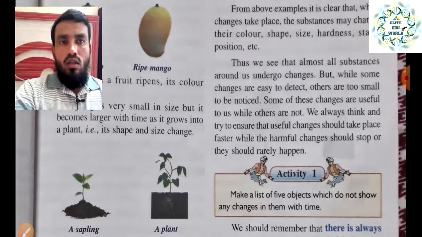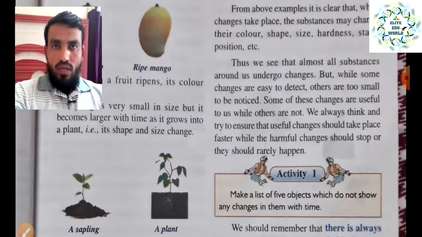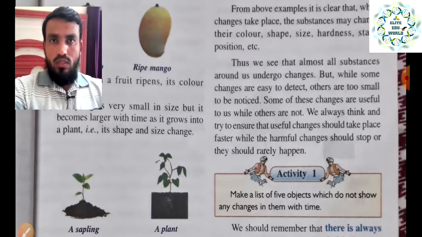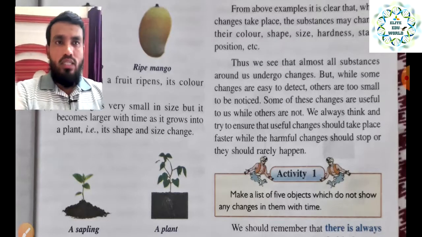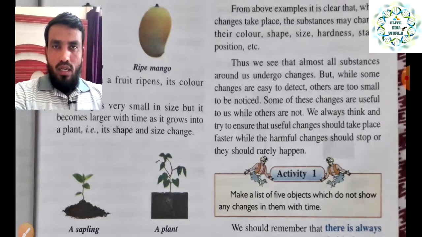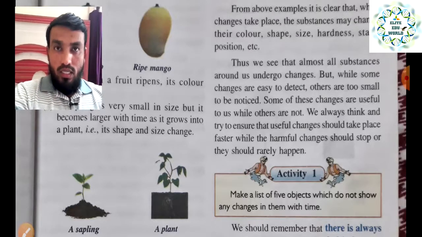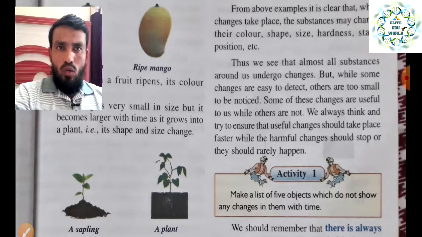Thus we see that all or almost all the substances around us undergo changes. If we carefully observe, almost all substances present around us are going through several changes. Some changes are easy to detect. Now it is day, then it will become night, so we can easily detect that, right? And others are too small to be noticed.